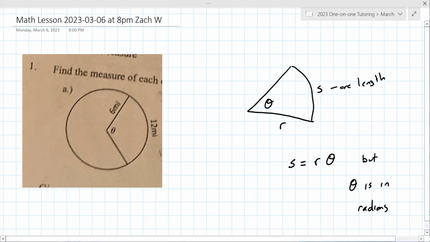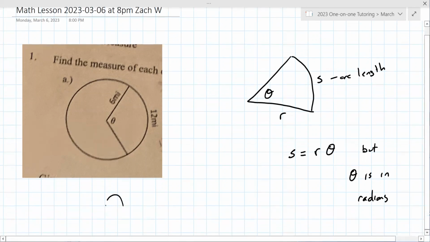I see how that applies. What you're used to is you go all the way around, that's 360 degrees, and it's also 2 pi. They're both correct. Now, this formula is in radians, okay? So we're going to use this formula for this problem here.